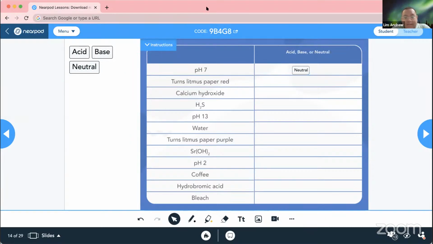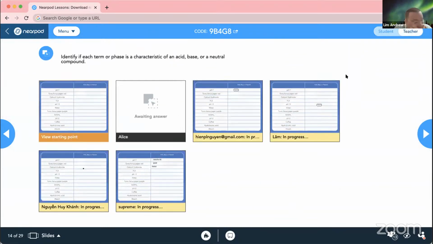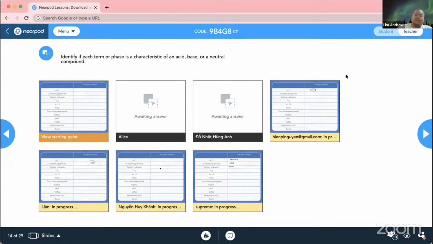There we have turns the litmus paper red, and so on and so forth. All right, students, now please do your answers. I'll give you all 5 minutes to do this question and we'll go through the answers together. Your time starts now.